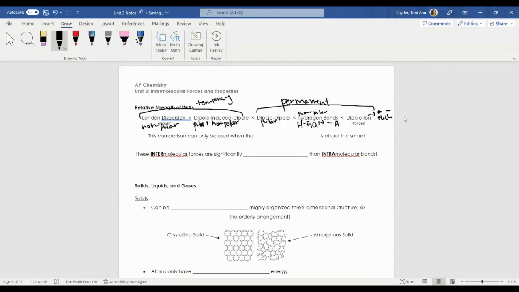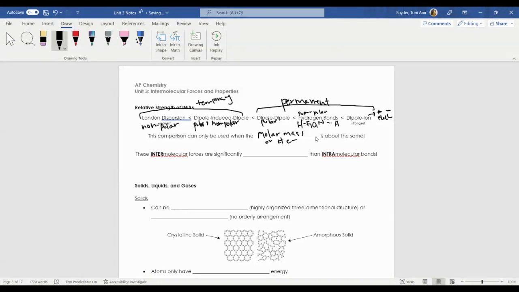Again, think about Coulomb's law, the magnitude of the charge. It's going to be much harder to break a bond between a full-on positive charge as opposed to just a partial positive charge. This particular comparison can only be used when the molar mass is about the same. We'll say molar mass or your number of electrons, really.